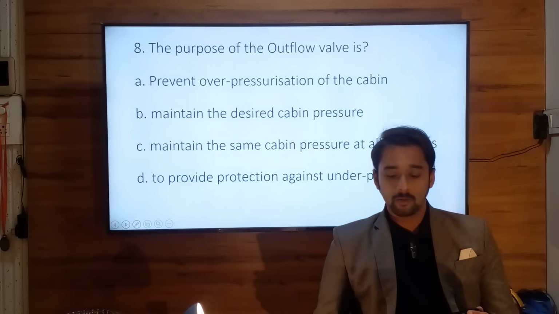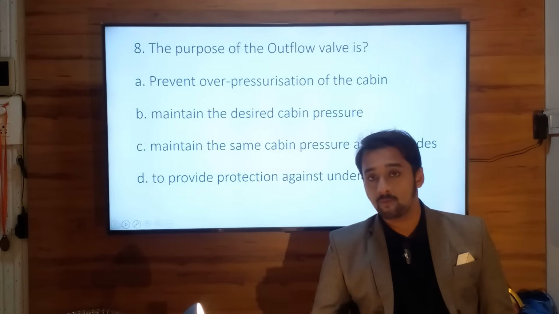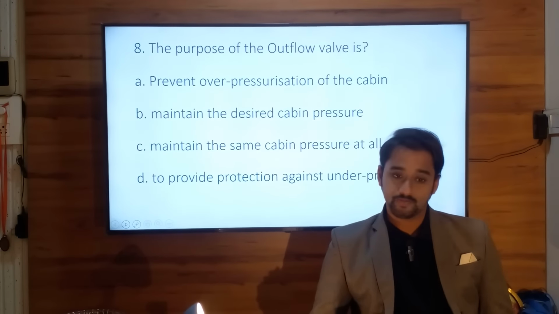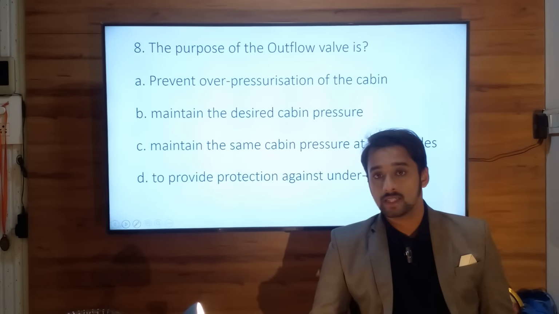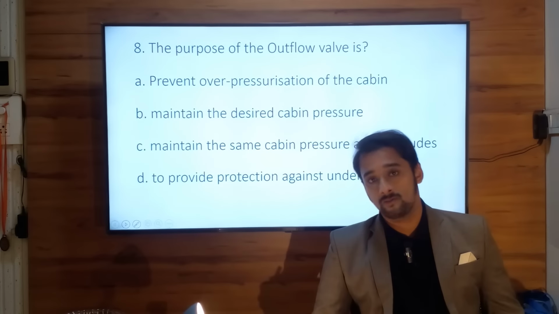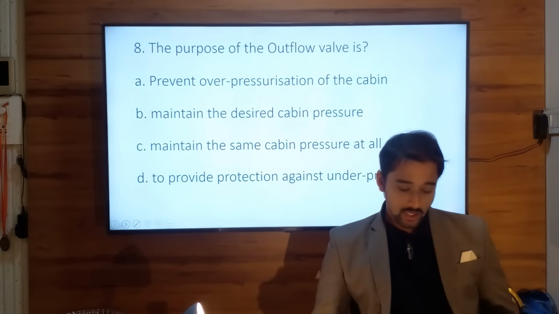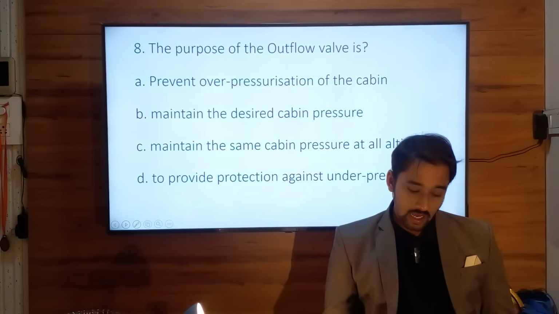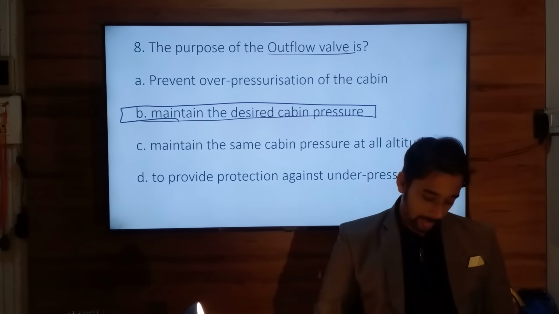Last, what is the purpose of the outflow valve? So this is your technical cabin pressurization. Very important for your CPL exam as well as for your type rating. When you go for type rating of any aircraft, cabin pressurization will form a very important part of your training, your ground study as well as your simulator training. So you should know the basics, and that basics you will learn in the Oxford. So the purpose of the outflow valve is to maintain the desired cabin pressure.